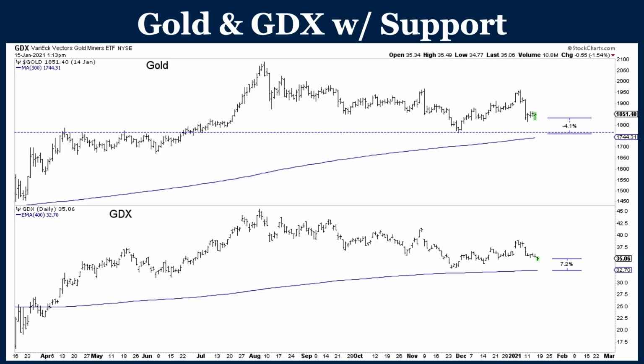But the main point here, keep an eye on these two support levels. For gold, that's the 300-day moving average. And for GDX and gold stocks, that's the 400 exponential day moving average.